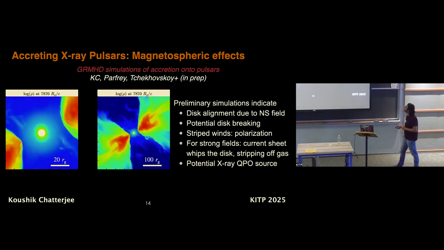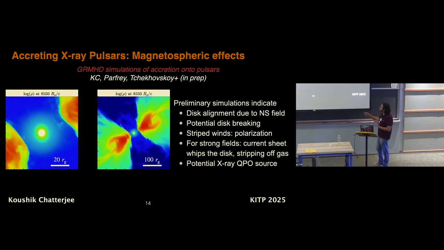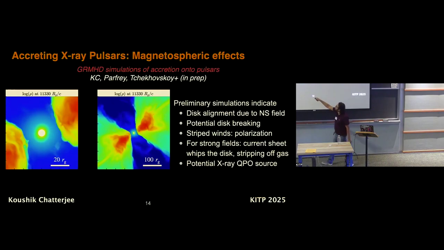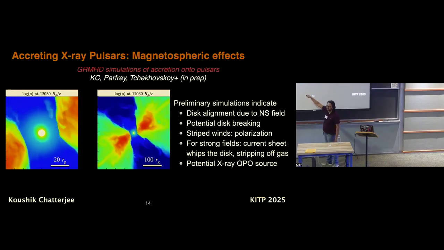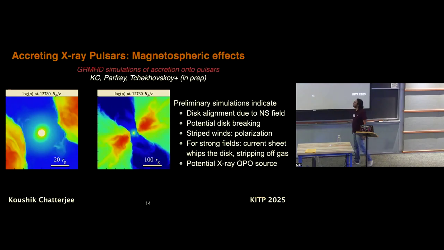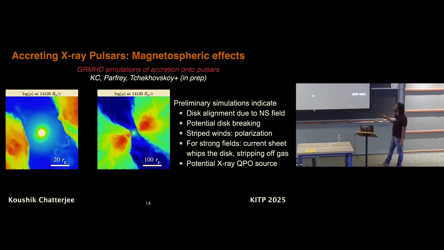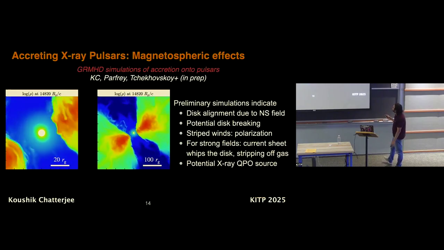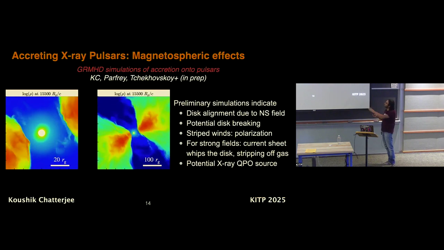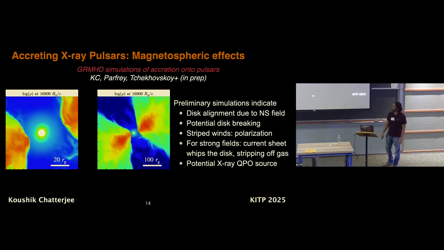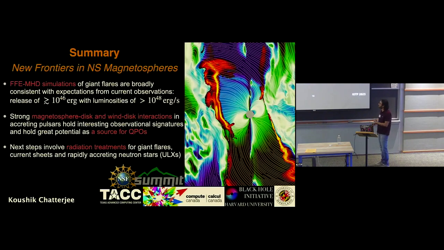I just wanted to show this one cool movie I had, where I have an oblique pulsar going around, and then there's this accretion disk trying to accrete onto it, but it's not letting it. And if you look carefully over here, there's the pulsar current sheet that's sort of whipping the disk about. So potentially this system can create both striped winds, which is important for polarization, but also because the current sheet whips about the disk in this particular system and strips off gas, there might also be QPO effects coming off in the wind region. That's something interesting that I wanted to show.